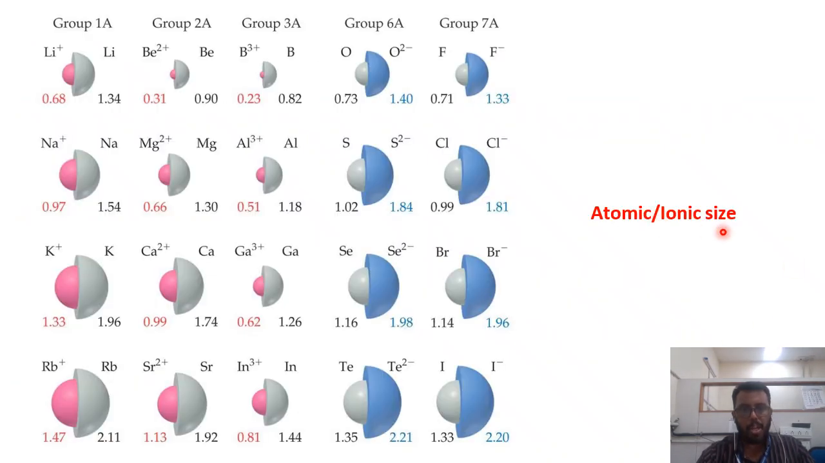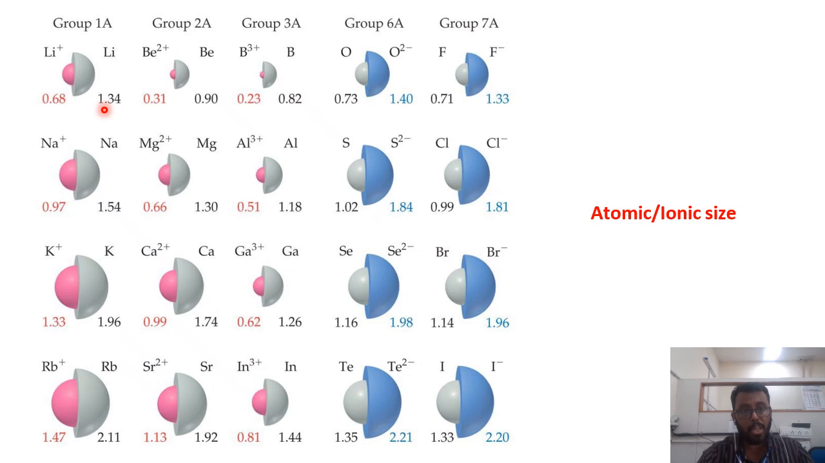So how do atomic and ionic size vary? This picture gives us an idea. Like lithium to rubidium, it increases from 0.68 to 1.47. Same thing, check each group: 0.31 to 1.13, 0.23 to 0.81. So it is increasing. But if you move across the period, 0.68 to 1.33, and 0.97, 1.8 atomic size. Okay, so you can get an idea.